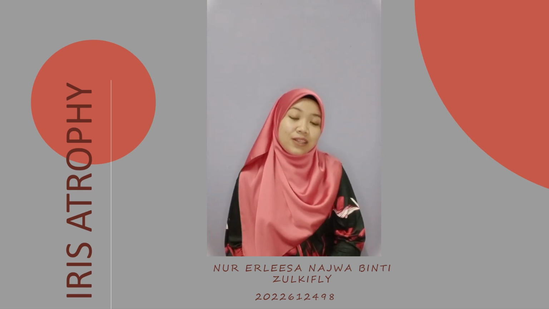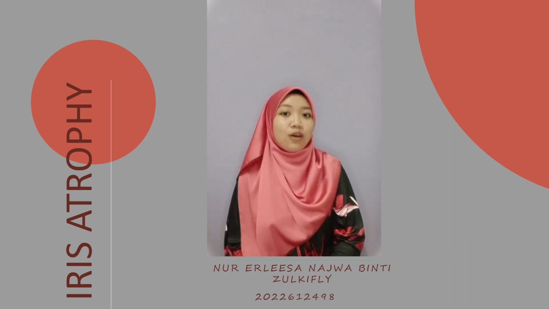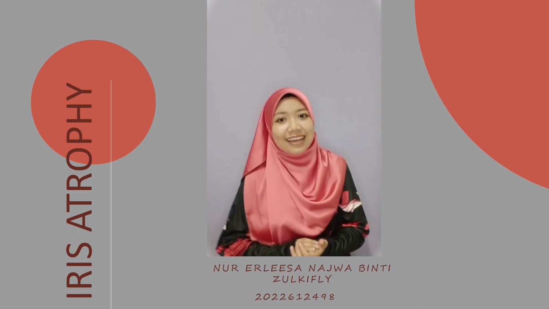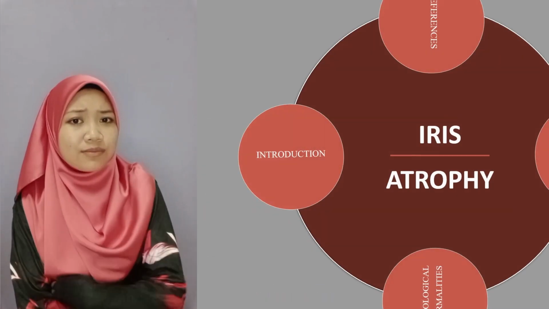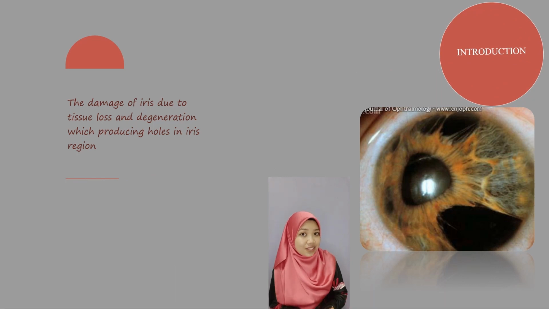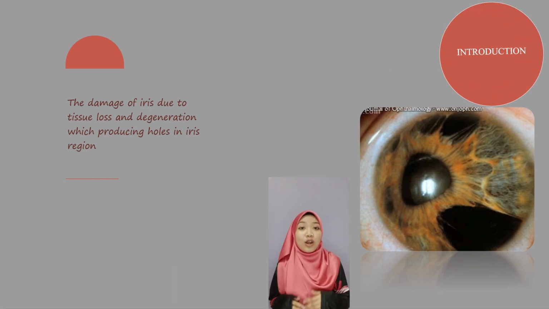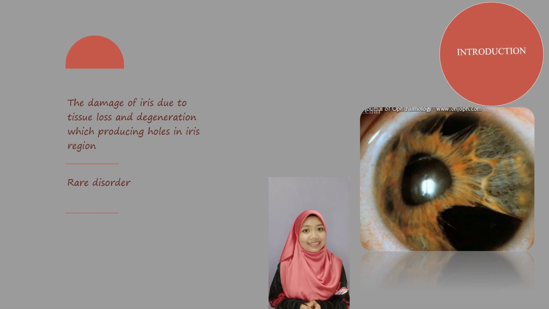Today I'm going to present about iris atrophy, one of the eye diseases that could affect us as humans. So, what is iris atrophy? Iris atrophy is a condition where the iris is damaged due to degeneration or tissue loss, producing holes in its region. Iris atrophy is a rare disorder among humans and it commonly occurs among animals like cats and dogs.